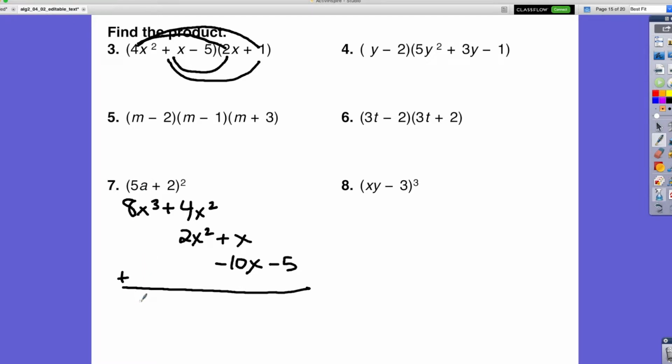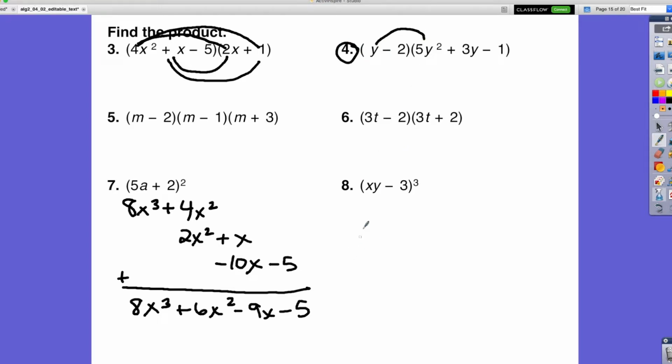So this has nothing else to add to it. What's 4x squared and 2x squared? 6x squared. What's 1x and negative 10x? Negative 9x, and then negative 5. So not difficult. You just have to be careful. Take your time, especially if you're doing this on IXL. All right, we're going to move to number 4.